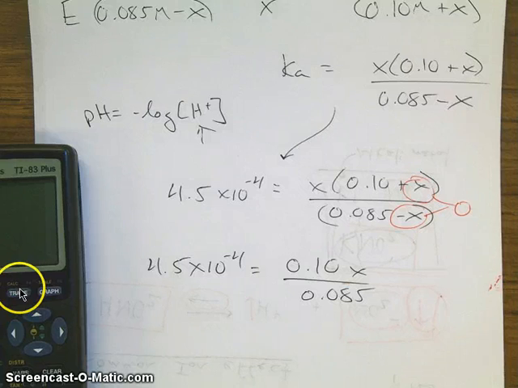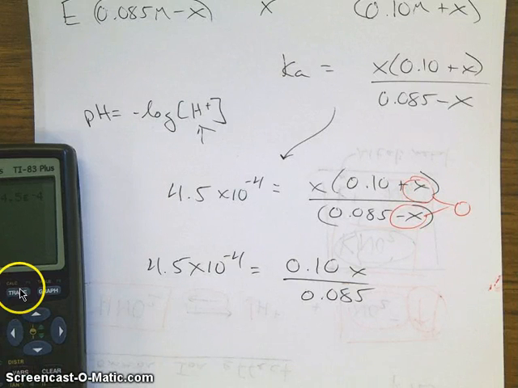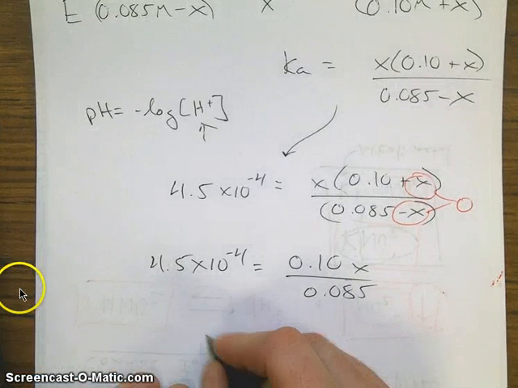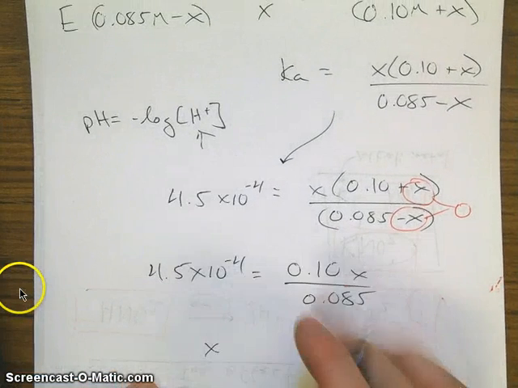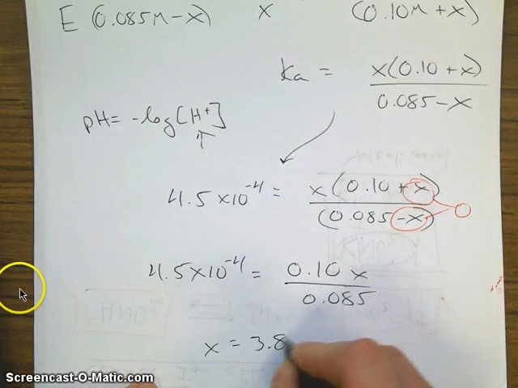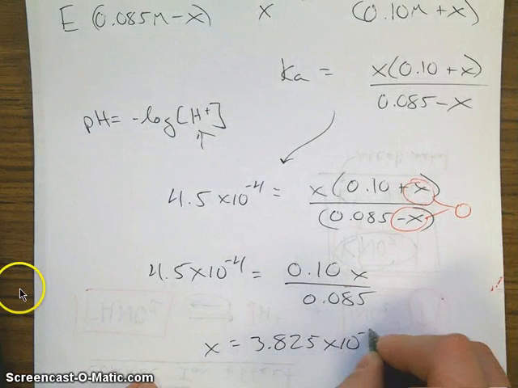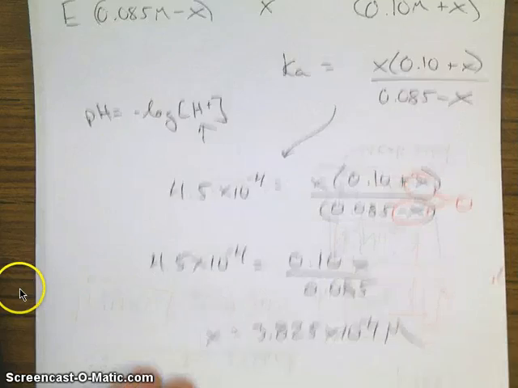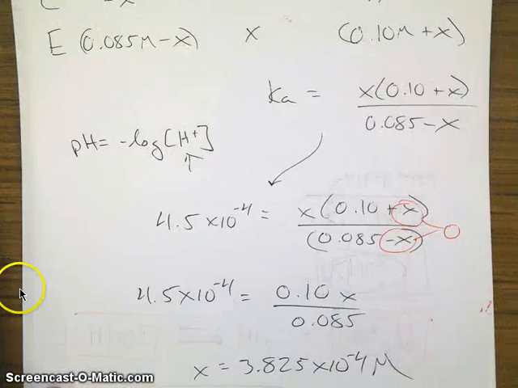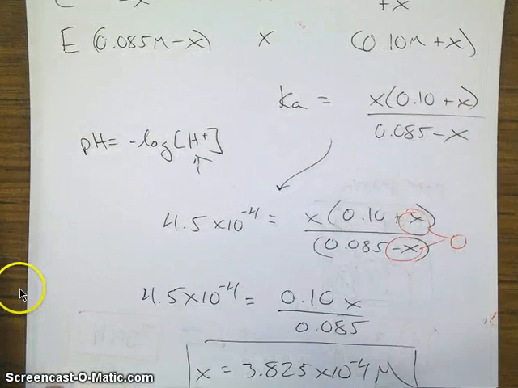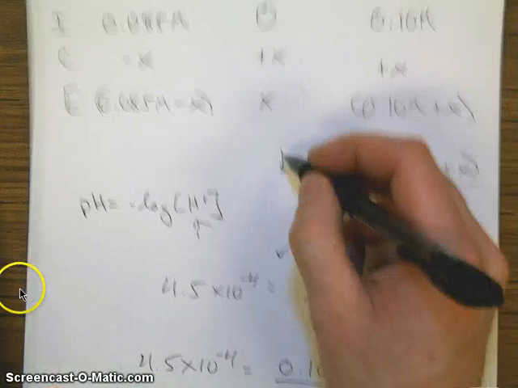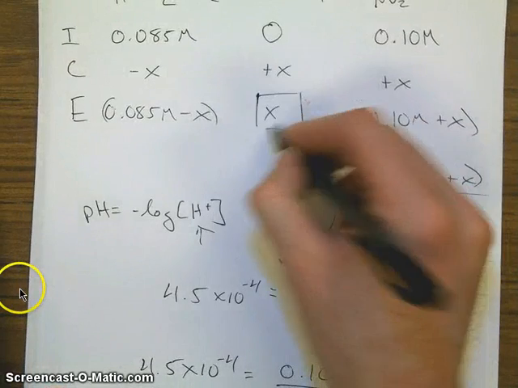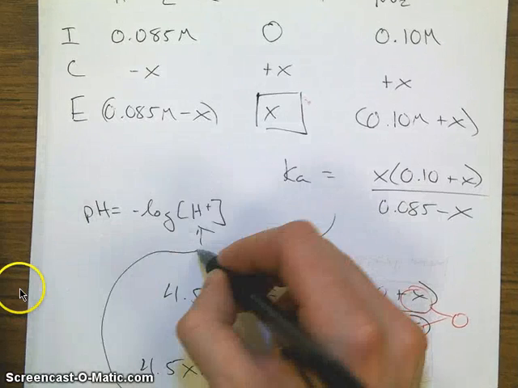Now I have to solve for x, so I'm going to type this into my calculator. So it's 4.5 times 10 to the negative fourth multiplied by 0.085 and then divided by 0.1. And then I find out that my x, which is also my hydrogen ion concentration, is 3.825 times 10 to the negative fourth. And that's in molarity. So if I want to figure out my pH, I'm going to have to take this number of x, which is this x right up here, and plug it in right there.